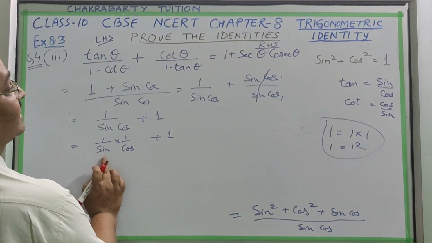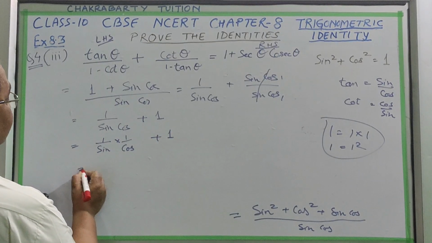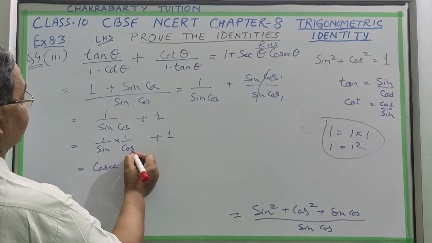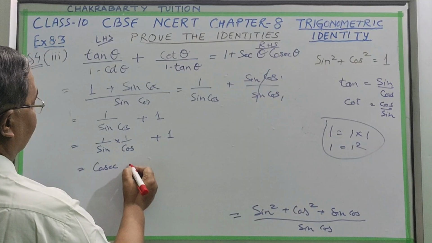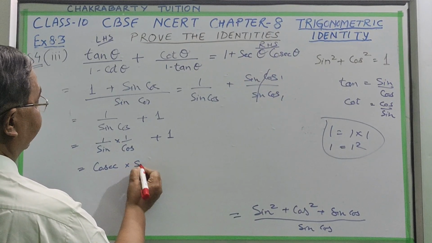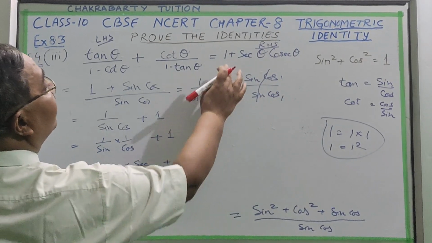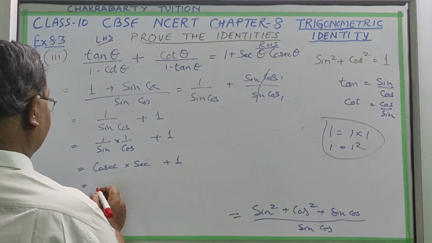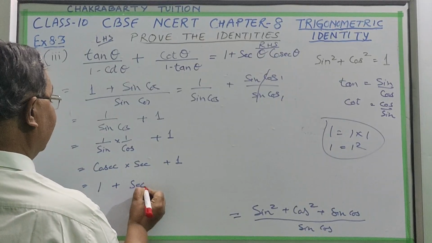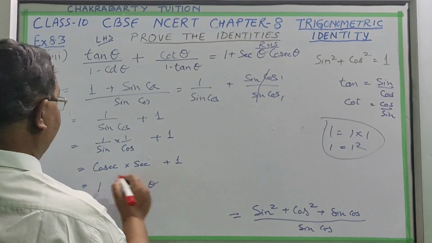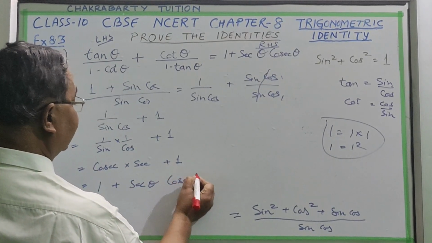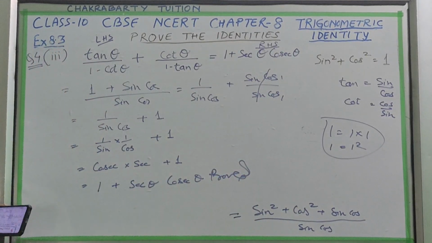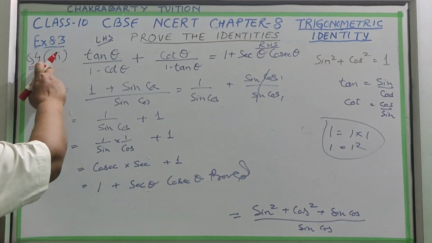So 1 upon sine is cosec, and 1 upon cos is equal to sec. So into sec plus 1. So 1 plus sec plus cosec. So this you have to prove: 1 plus sec theta and cosec theta, and it is proved. Okay, now it is proved. Now we will go to our question 4 and part 4.